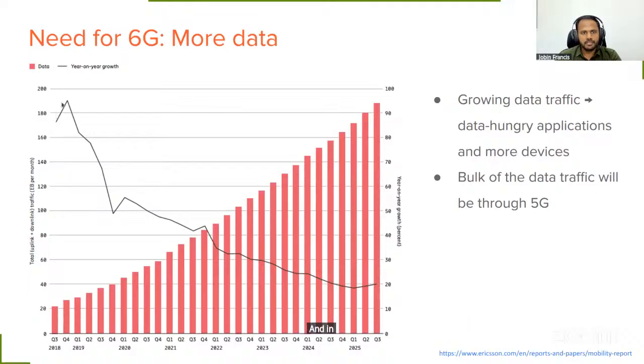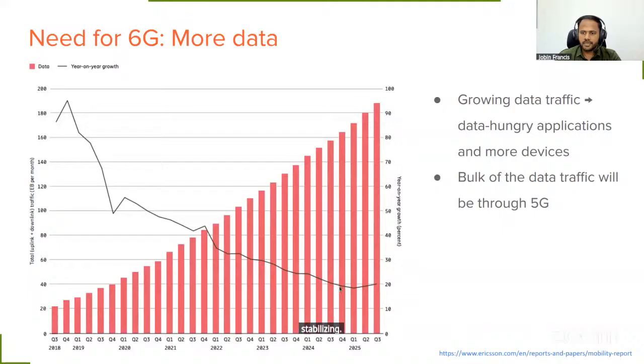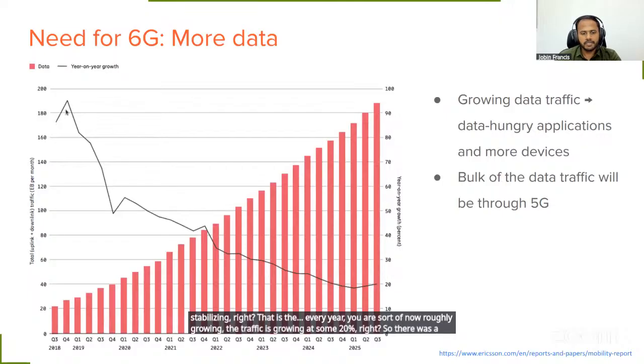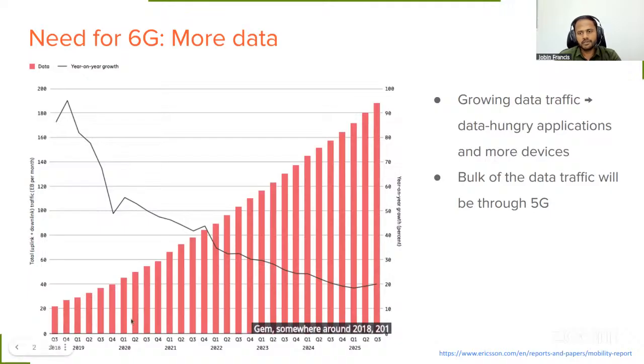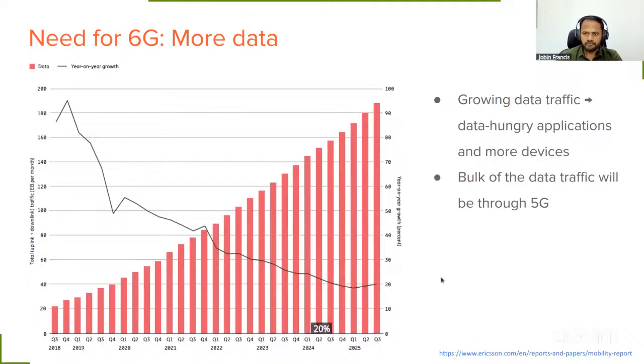In addition, you also have this solid line here, which is showing the year-on-year growth. As you can see, every year the growth in the data rate is coming down, which means we are stabilizing. Every year the traffic is now growing at roughly 20%. There was a jump somewhere around the 2018, 2019 period, because the first 5G networks were deployed at that time, and there was a sudden surge in the consumption of data. But now the network has stabilized and the traffic is settling at around 20% growth per year.